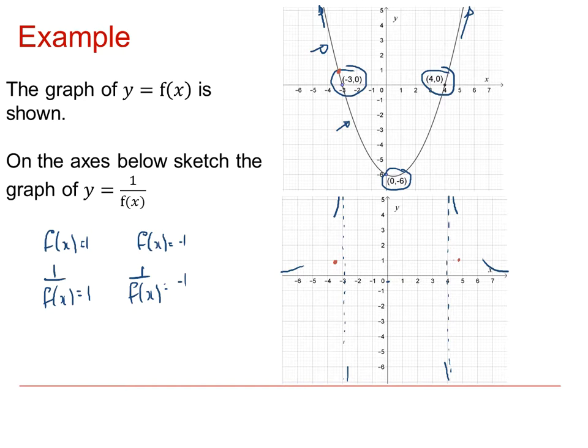And negative 1 is at this point here, so the graph will be negative 1 here, and likewise at the right hand side, f of x is negative 1 just below 4, so 1 over f of x must be negative 1 just below 4. Now that gives us an indication of how steeply the graph actually rises from those asymptotes. Remember, it is only a sketch.